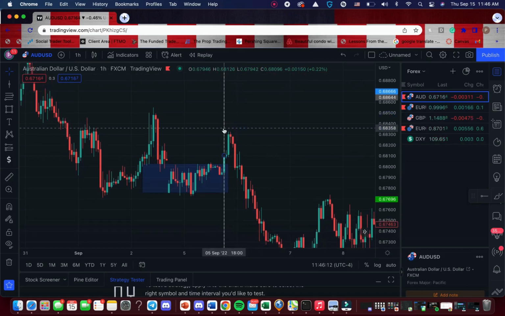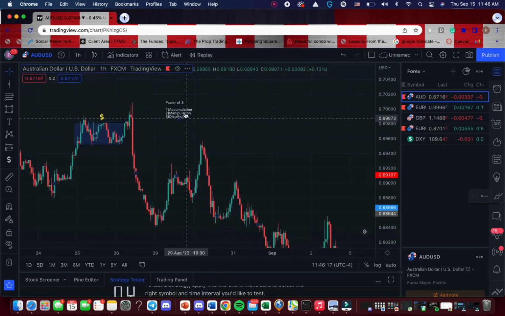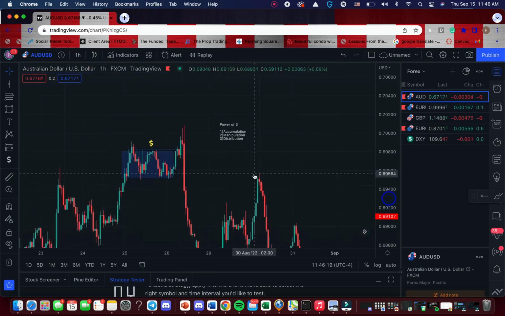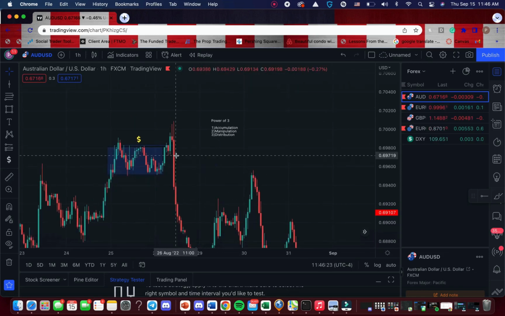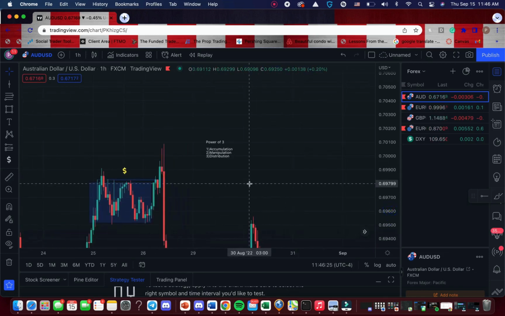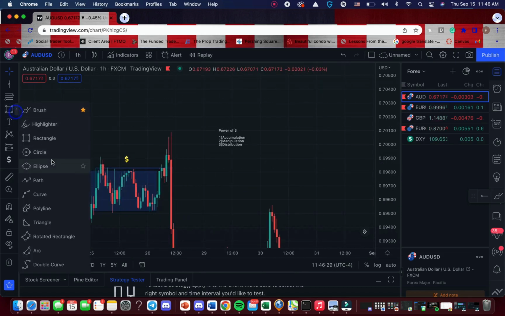Now, where do we get in? Where do we get in to enter the trade? Well, we get in the second stage, which is the manipulation part. Since we are bearish, our goal is to look for sells. So we find sells on the manipulation part of it. We look for sells here.